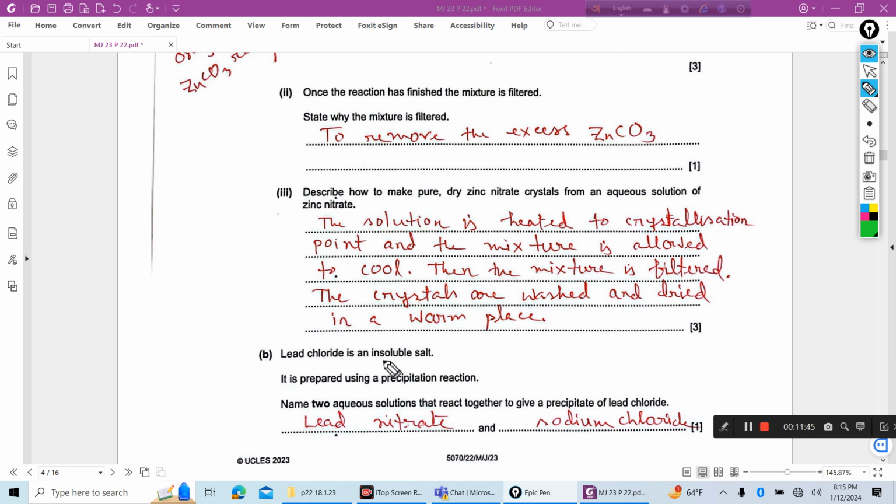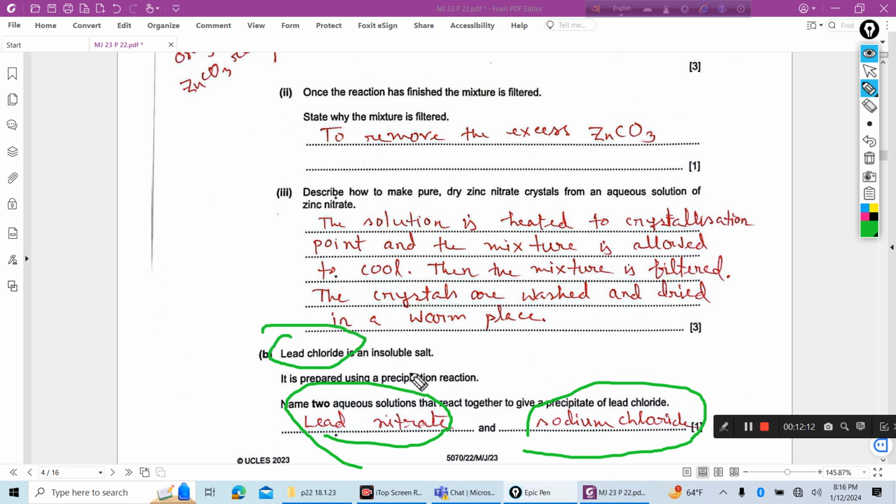Lead chloride is an insoluble salt. It is prepared using a precipitation reaction. Name two aqueous solutions that react together to give a precipitate of lead chloride. So lead nitrate is soluble, sodium chloride is soluble. Lead reacts with chloride to form lead chloride precipitate, an insoluble salt.